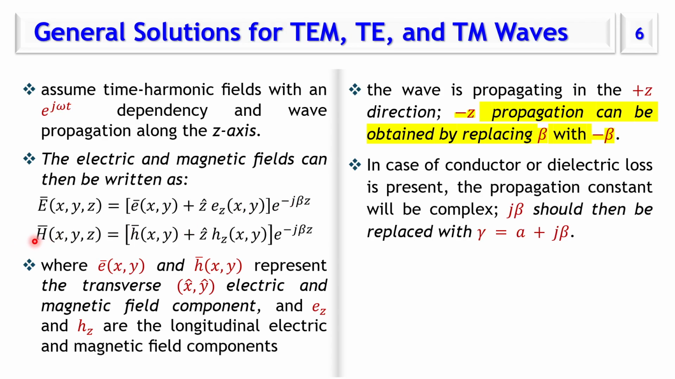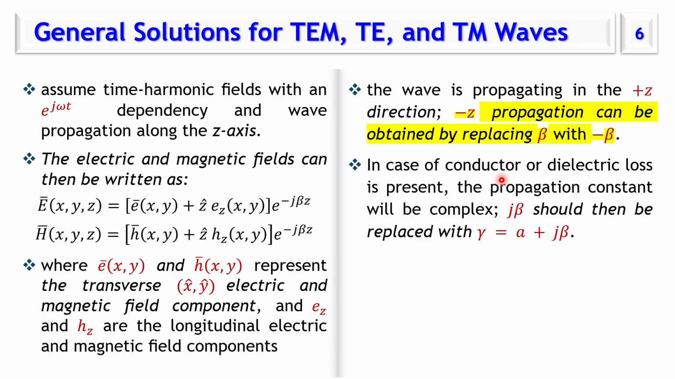Similarly, for the magnetic field, we'll write it in two components: a transverse component, which is the component aligned or parallel to the xy plane, and a longitudinal component, which is the component propagating along the z-axis. Both the transverse component and the longitudinal component depend on x and y. The dependency on z has this expression depending on the direction of propagation.